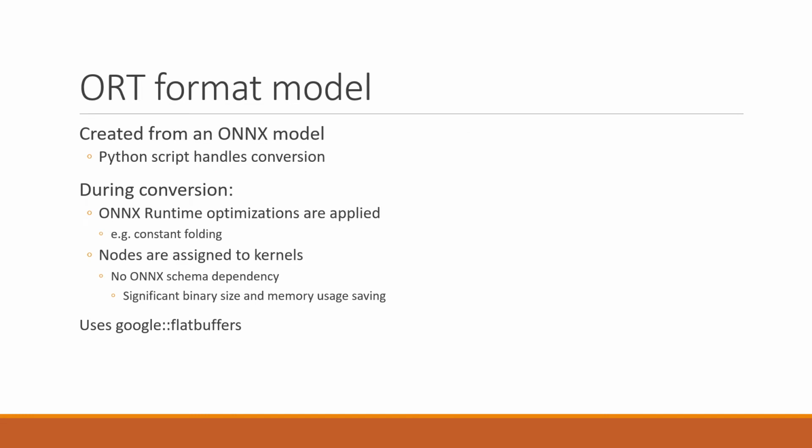The ONNX Runtime format model is created from an ONNX model. A Python script will handle the conversion, and during the conversion, a number of things happen. The ONNX Runtime optimizations are applied, such as constant folding, and nodes are assigned to kernels. There is no ONNX schema dependency, which results in a significant binary size and memory usage saving. The ONNX Runtime format model uses Google FlatBuffers for its format.